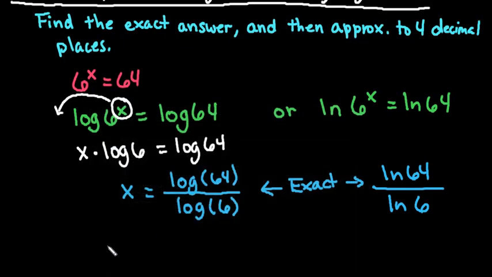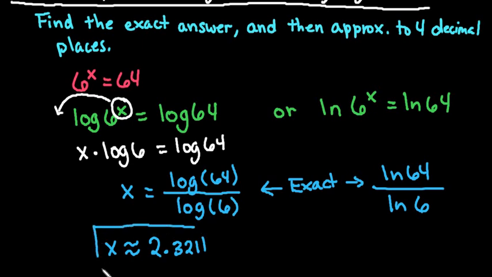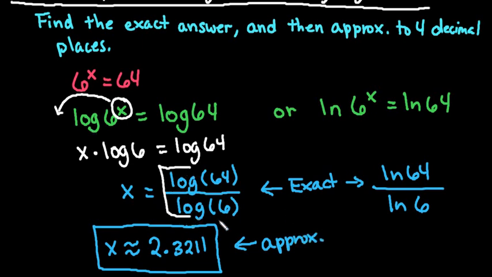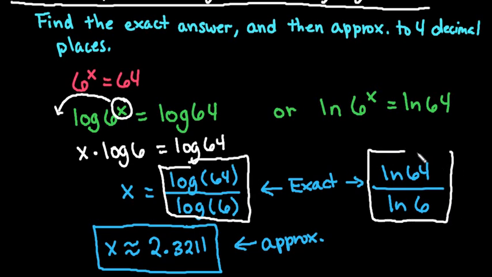So the approximate value for this would be x is approximately, and like I said, we're going to round to 4 decimal places, 2.3211, and this would be our approximate answer. So both of these would be considered appropriate solutions. For the exact, you can either have log 64 over log 6 or natural log 64 over natural log 6. They both are the same. They're both using the change of base formula to help us find the approximate value.